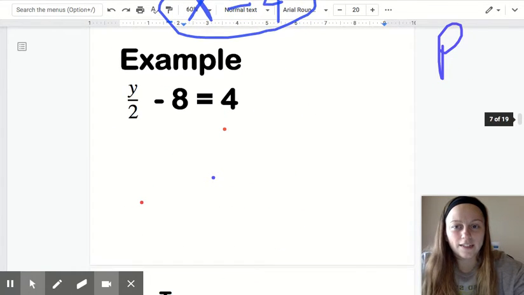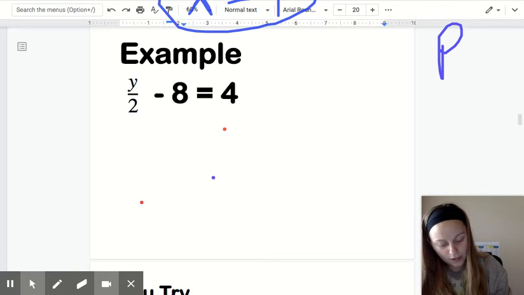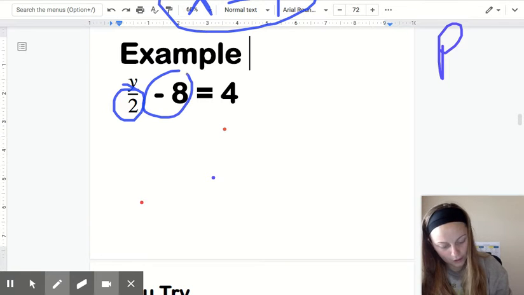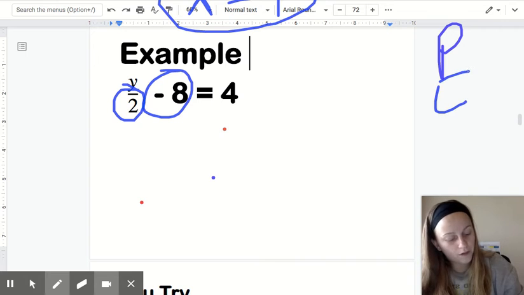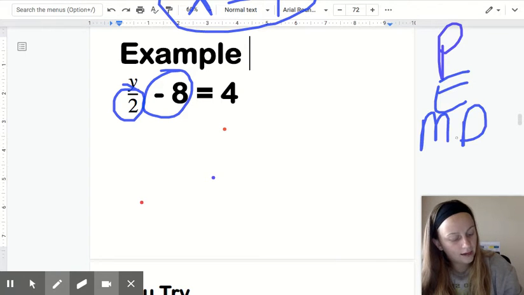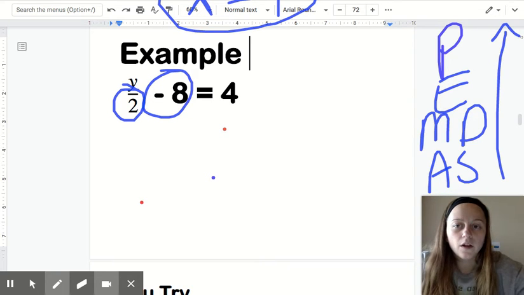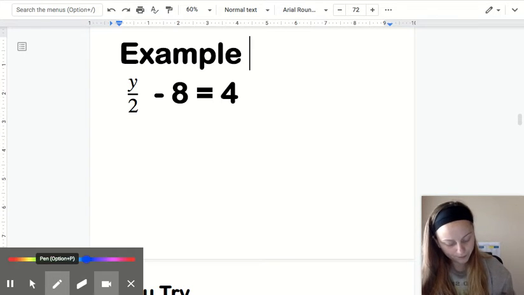Let's go ahead and look at another example here. So I see that I have division here with the dividing by 2. And I also see that I have subtraction with the subtracting 8. I need to figure out which one of these I'm going to get rid of first. And I do that by looking at the order of operations backwards. So I can see that I'm going to get rid of the minus 8 first.